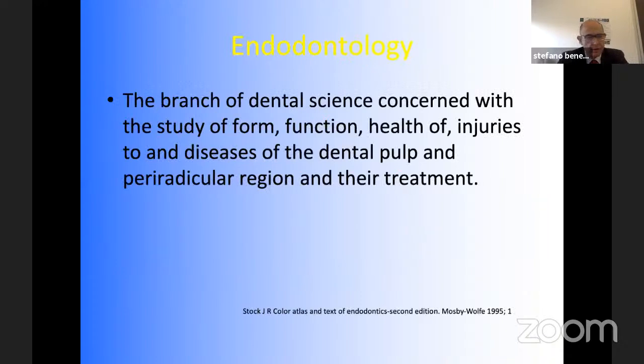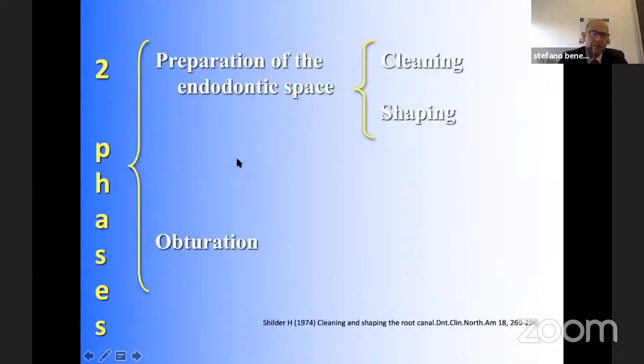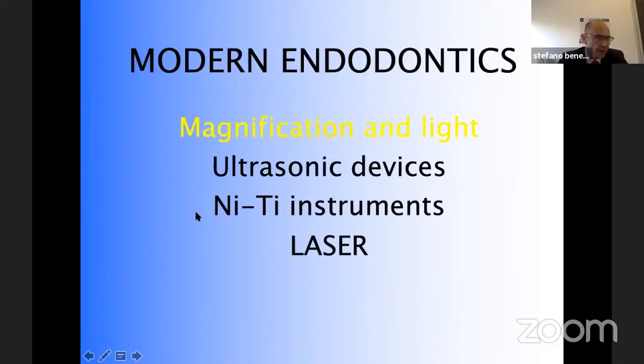In endo, we all know that endo is the branch of dental science related to the study, form, and function of the healthy and diseased dental pulp. And according to Herbert Schilder, my mentor in endo, the 2 phases of the endo treatment are the preparation of an endodontic space with a proper shaping of the root canal, and more important, a good cleaning of the endodontic space. And then we have a 3-dimensional obturation of the endodontic space.